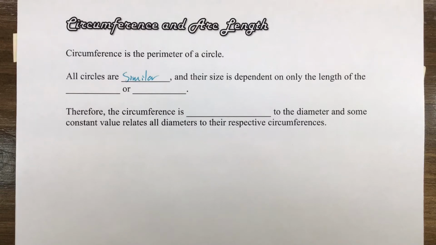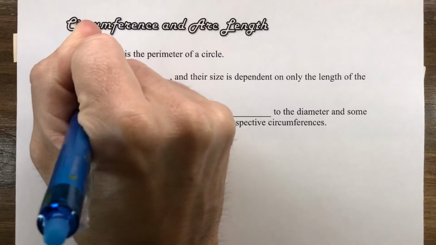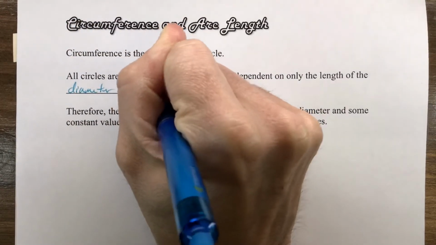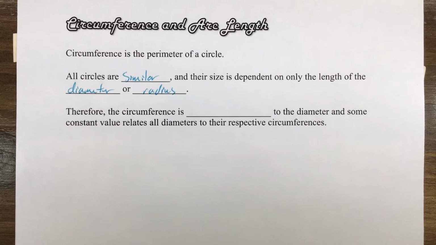Their size is going to be dependent on only the length of the diameter or radius, which in a sense are kind of the same thing. The diameter is the measurement across the figure, the radius is the measurement from the center to the outside edge. The comparison between those two is just a scale factor of 2. So if we accept that observation, we could say that any measurement within a circle is proportional to another measurement. For example, a diameter is twice the length of a radius. But we can extend this into the idea of circumference.